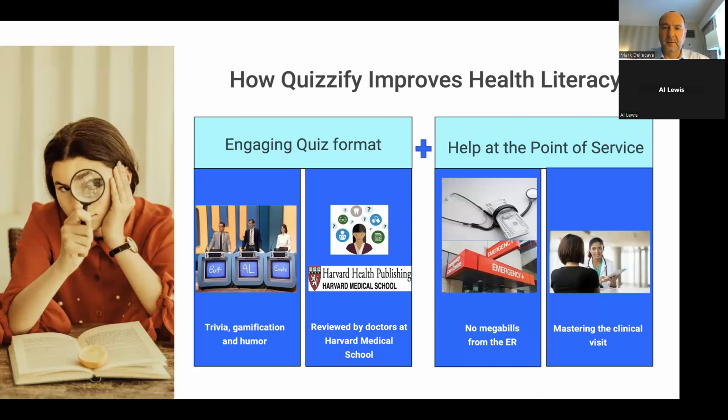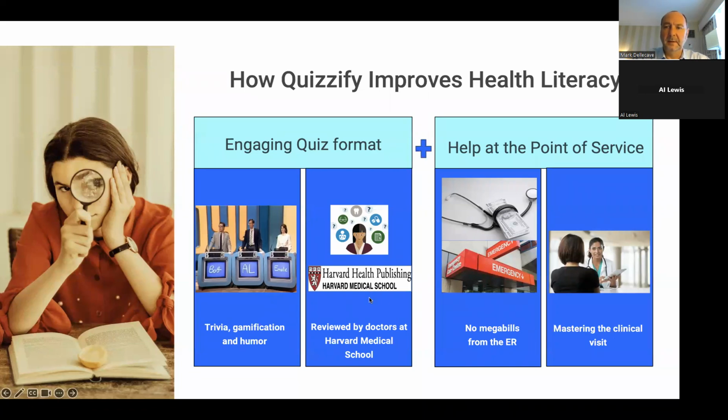So we address this with a creative quiz structure. You can see there, that's actually Al when he was on Jeopardy, and we put a lot of humor and trivia in the quizzes that we put out once a month that take about 10 minutes to do. We get a 92% completion rate. We got doctors at Harvard Medical School reviewing this material, so it's believable.